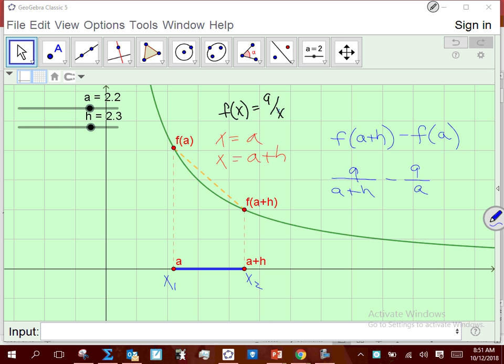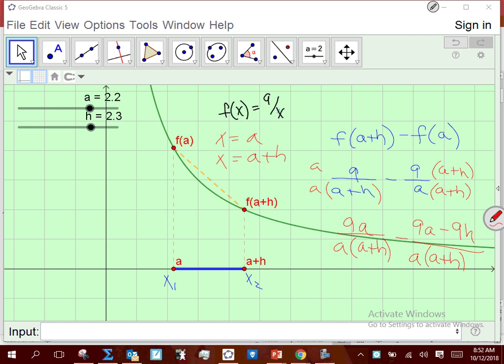Now, it's not one fraction, so I think if you type it in that way, WebScience is going to throw a fit. So we need a common denominator, right? Common denominator a times a plus h. So multiply these things by those things. Now I'm going to get 9a up top over a times a plus h, minus 9a minus 9h, correct? All over a times a plus h. Is this okay with everybody?